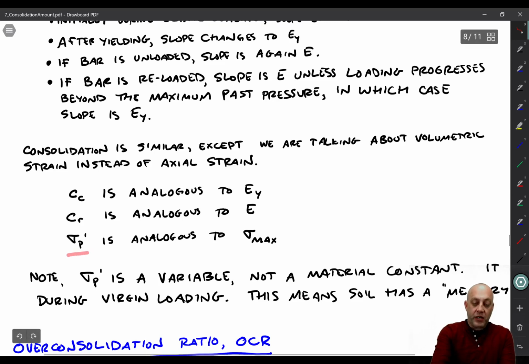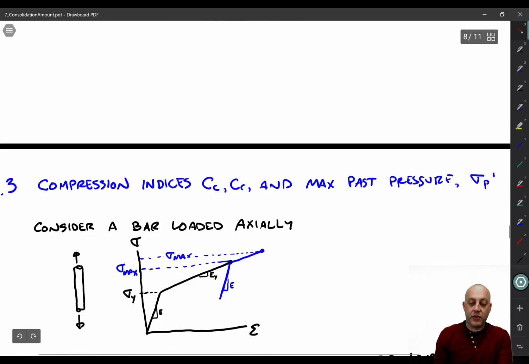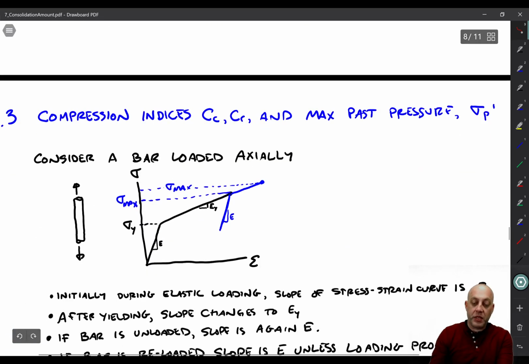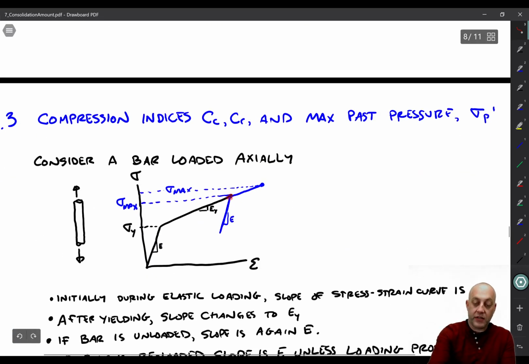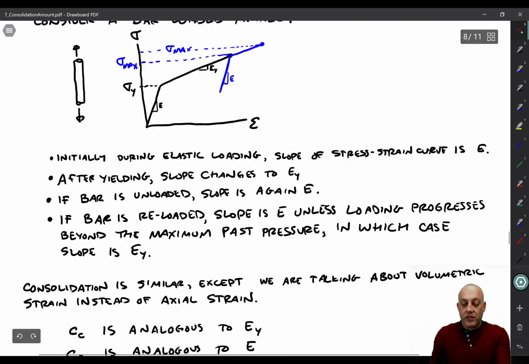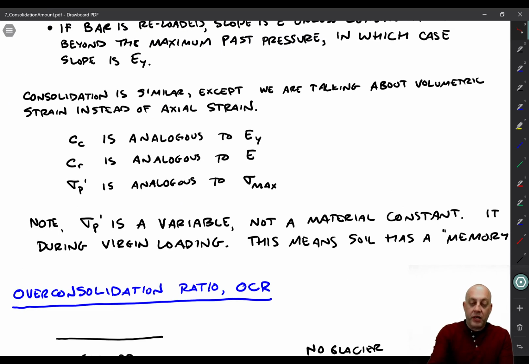Then sigma p prime, the maximum past pressure, is analogous to sigma max. So sigma p prime is like this point here or that point here. And also at the very beginning of loading, sigma max was the yield stress, right? Because that's the point where it's going to start to change slope. So sigma p prime is a variable. It's not a material constant, right?